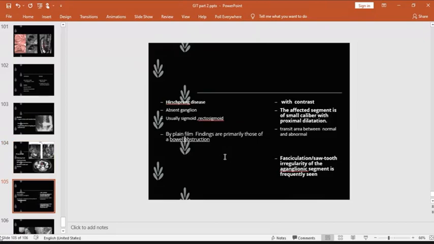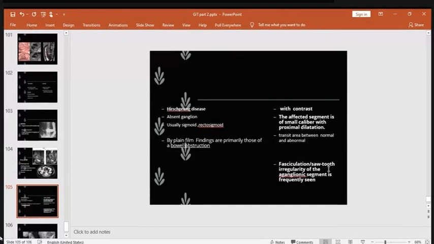The last slide we have is about Hirschsprung disease. It results from absent ganglion cells and involves the sigmoid and rectosigmoid region. On plain film, the findings are primarily those of bowel obstruction. With contrast, the affected segment is of small caliber with proximal dilatation, with a transition zone between normal and abnormal bowel, and fasciculation or a sawtooth appearance of irregularity.